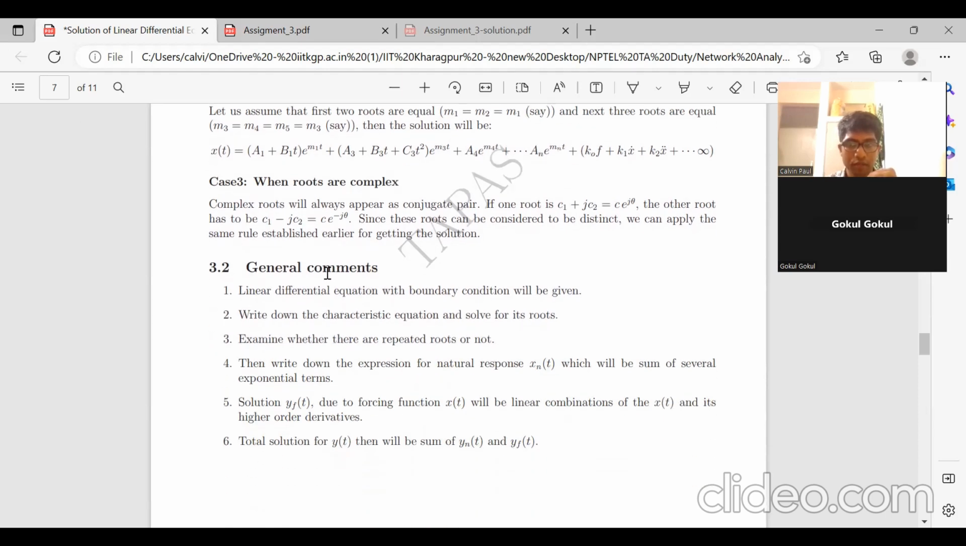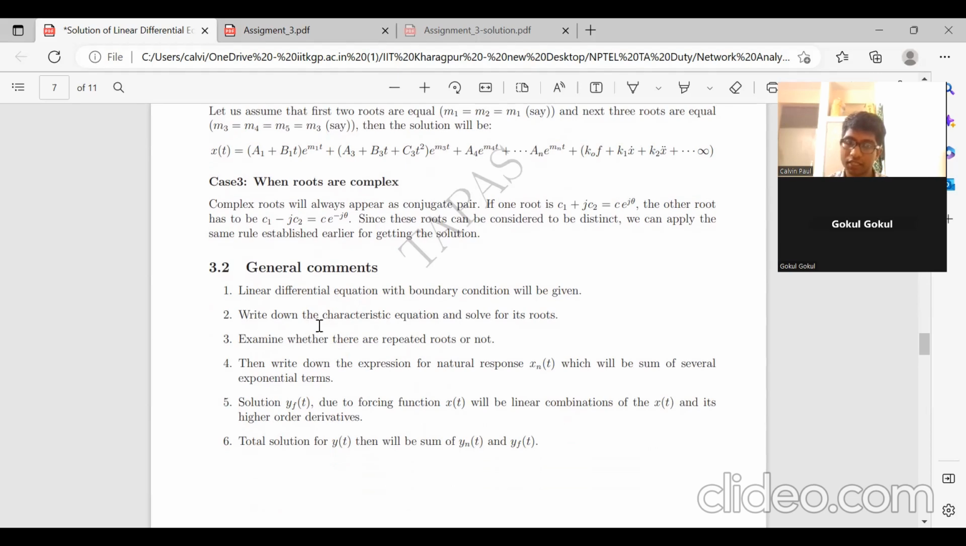Now when we solve, these are the things we must keep in mind. There are linear differential equations and boundary conditions will be given. So what are boundary conditions? Like the initial capacitor voltage, initial inductor current, or the initial change in the capacitor voltage, or the initial change in the inductor current. Those things also will be there. So when we solve the example sum which is given, we will understand this.